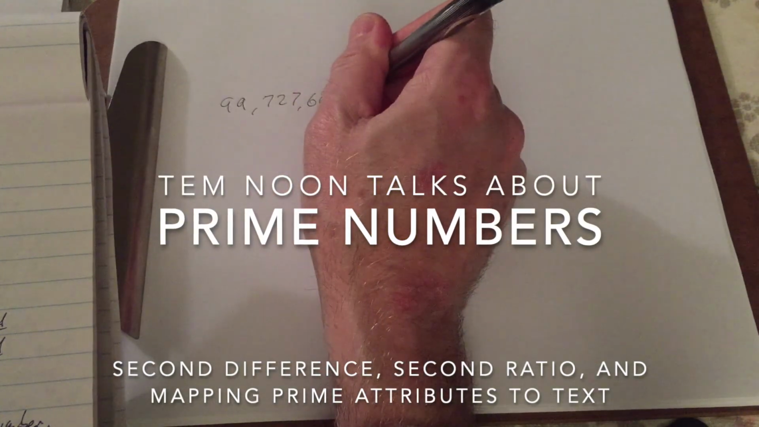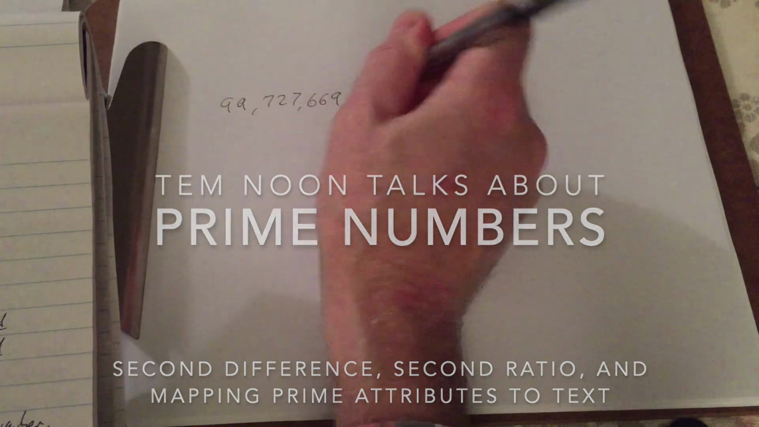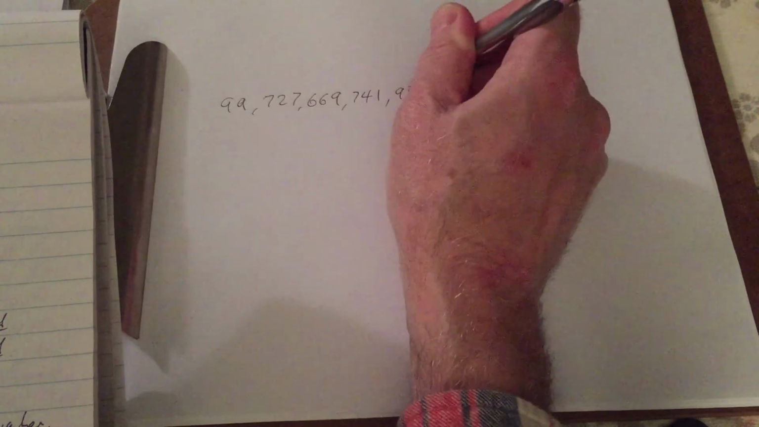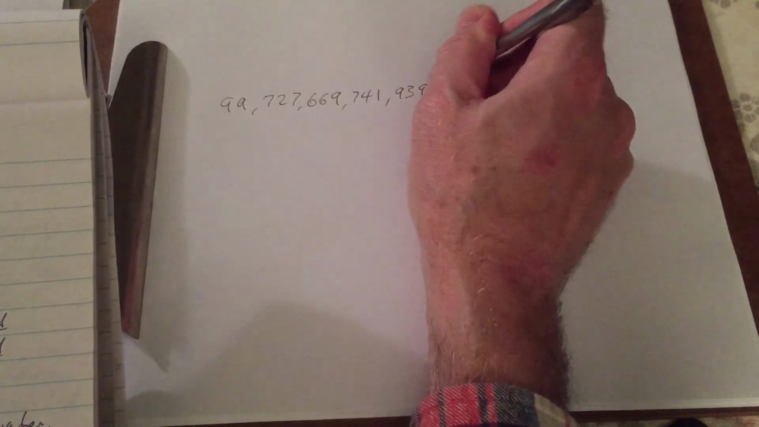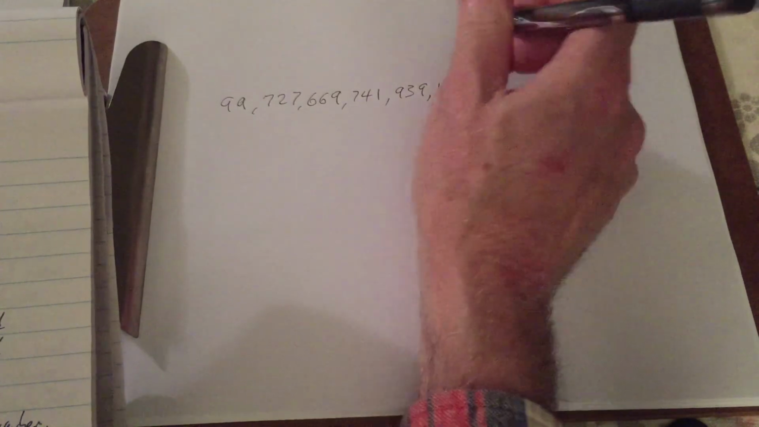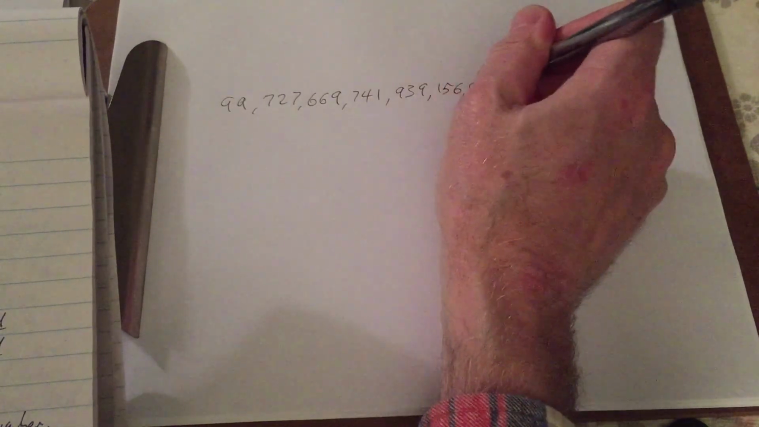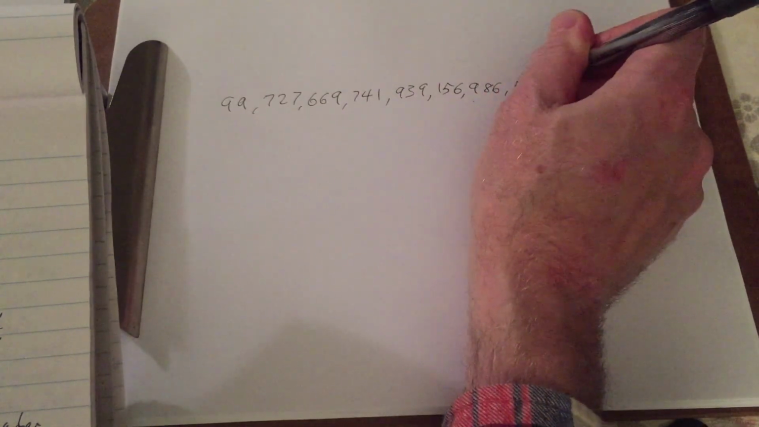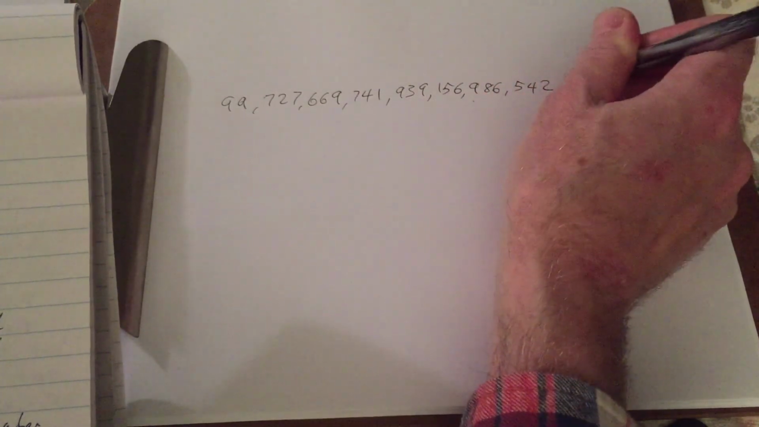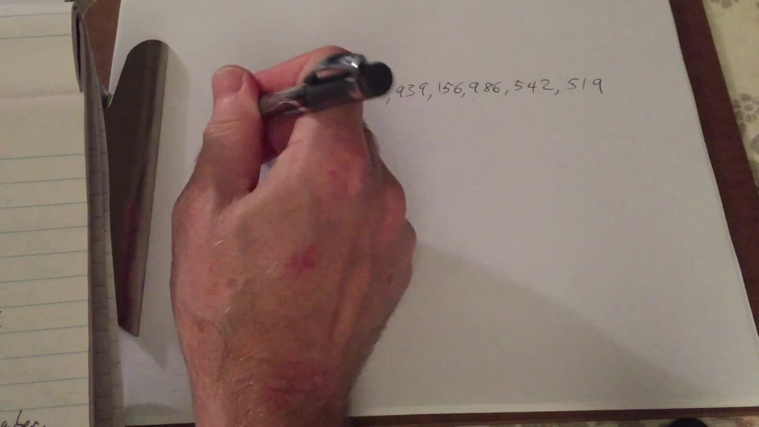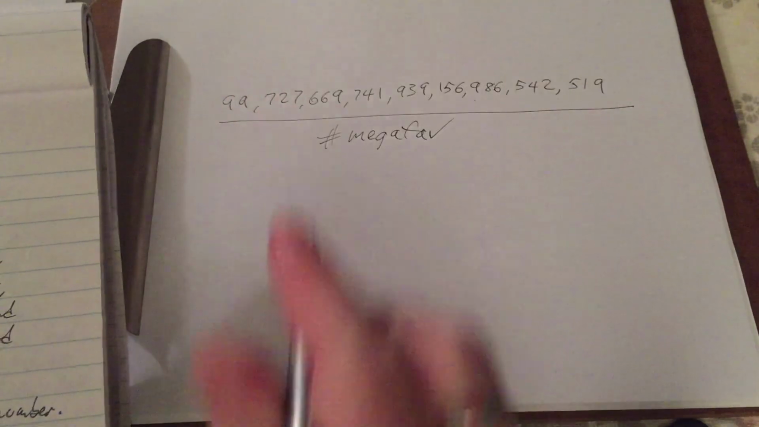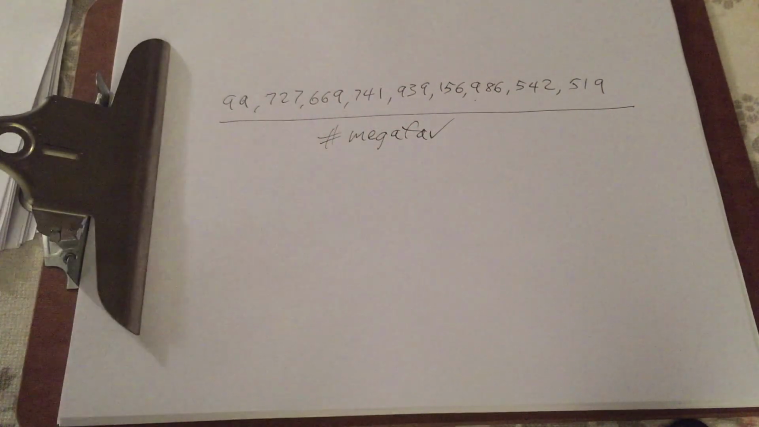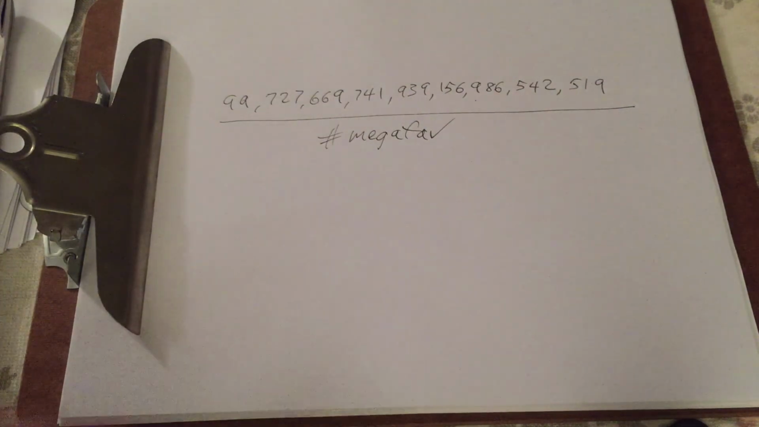669 quintillion, 741 quadrillion, 939 trillion, 156 billion, 986 million, 542,519. This number encodes my name. I'll explain how it does that.